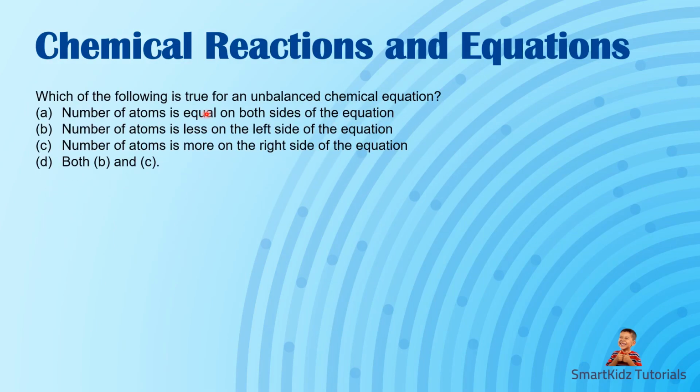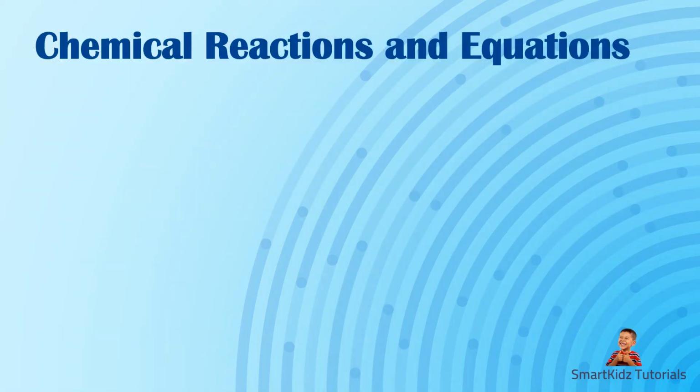Which of the following is true for an unbalanced chemical equation? A: Number of atoms is equal on both sides of the equation. B: Number of atoms is less on the left side of the equation. C: Number of atoms is more on the right side of the equation. D: Both B and C. So it has to be B and C, because unbalanced means either it is more on the left hand side or more on the right hand side, or really not equal. It should be equal on both sides. So the first option that says equal is for a balanced equation. But both of these, so it should be B and C. There you go.